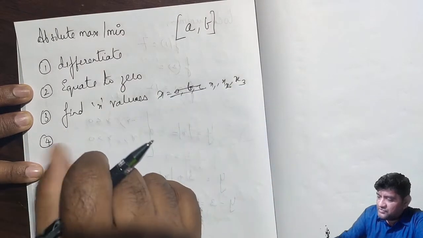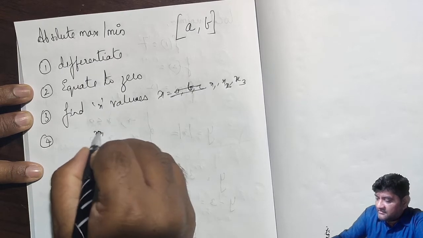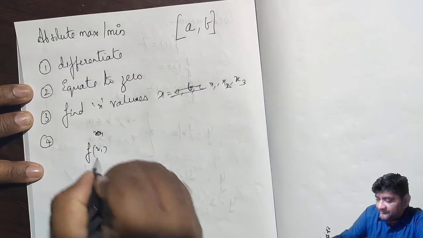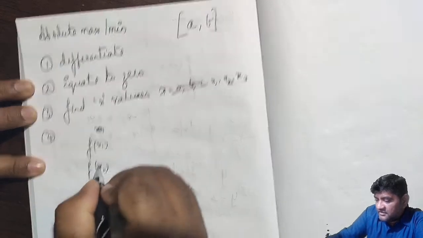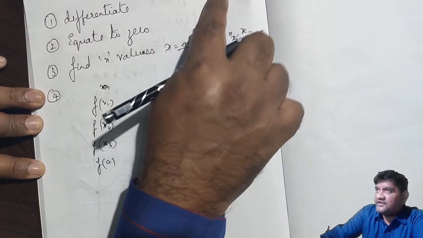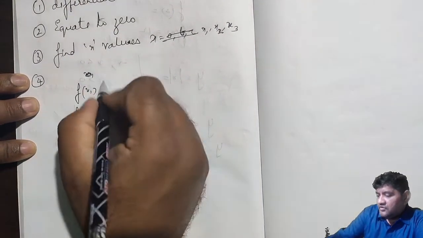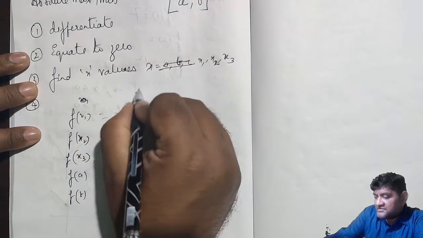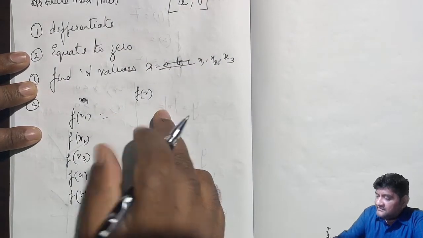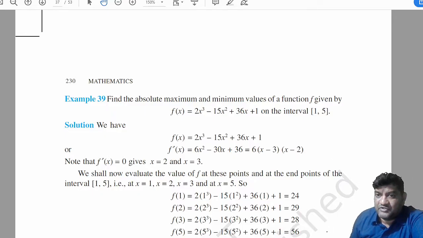In this case, what you do is take the points and find f of x1, f of x2, f of x3, f of a, which is the end point here, and also f of b. You find all the values by substituting in the function, whatever the function was. Whichever gives you the minimum is the absolute minimum. Find the absolute maxima and absolute minima. Remember this, whenever there is an absolute maxima, absolute minima question, you will have a closed interval for sure.